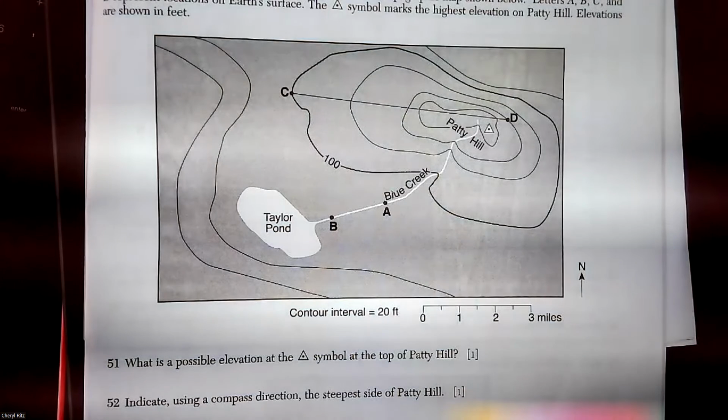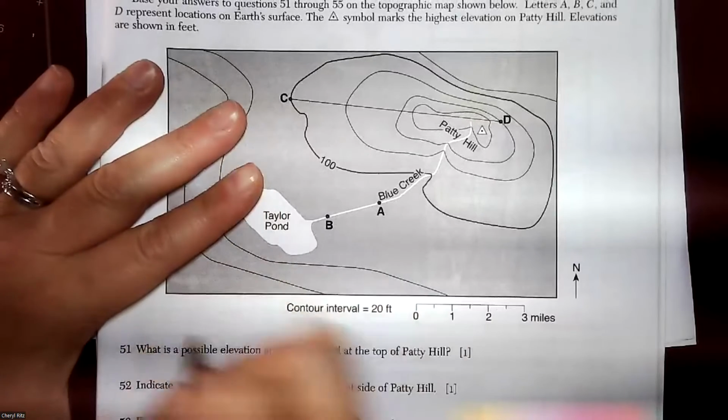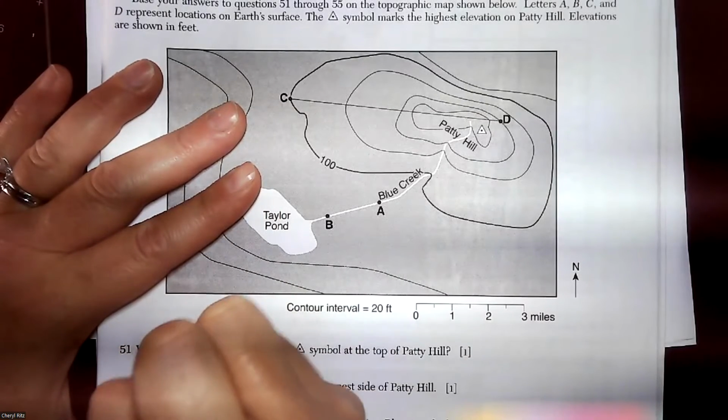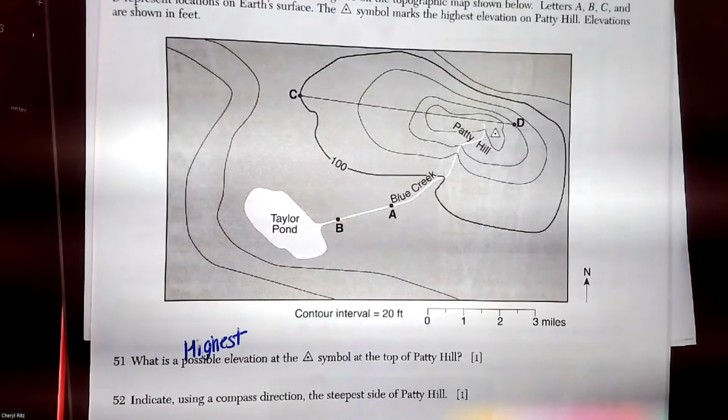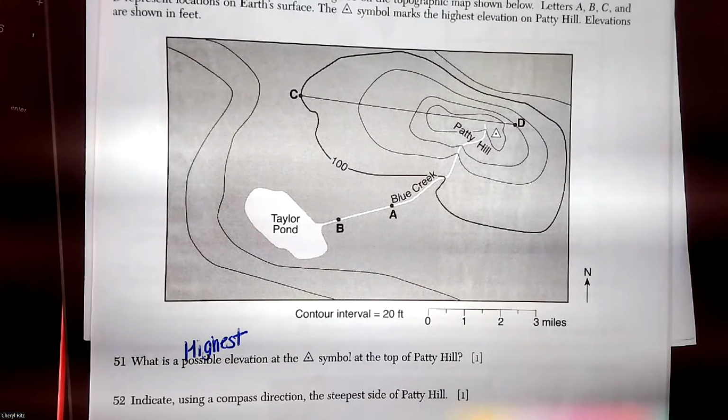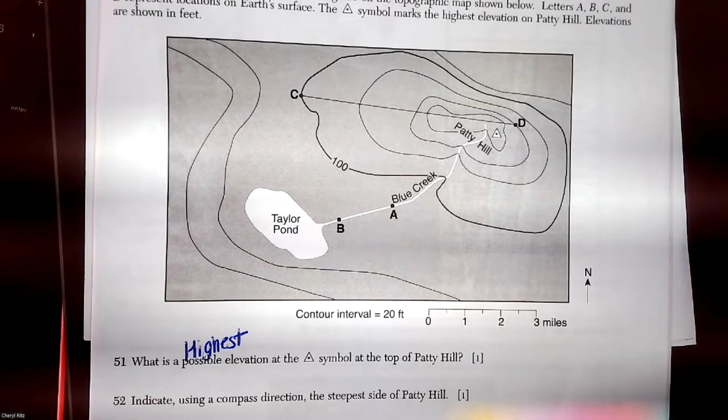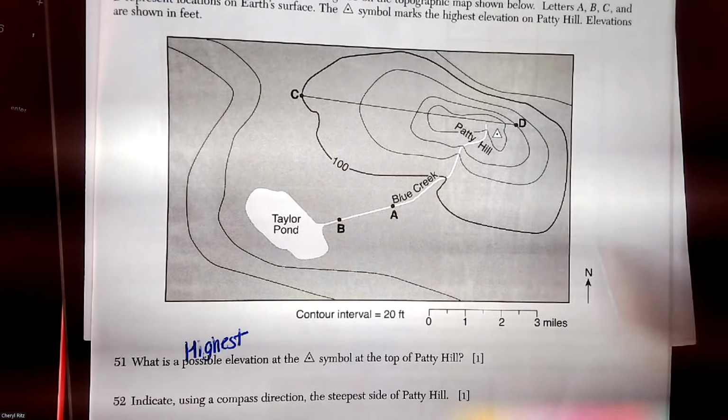The first question they ask is, what is a possible... And I'm actually going to change that from what is a possible to what is the highest elevation at the triangle with a dot on the side of it on top of Patty Hill. It's legit what we just did. 169. Okay, close, but not quite. Okay, so hang on. Let's walk through it. So they ask, what is the elevation here at this triangle?